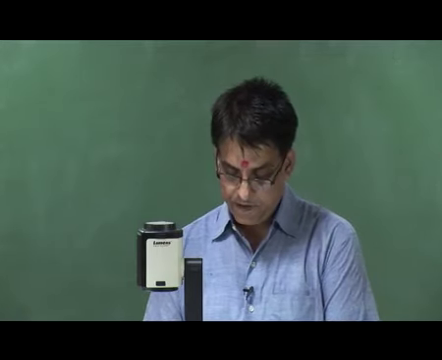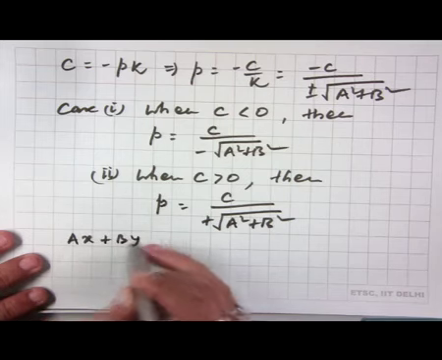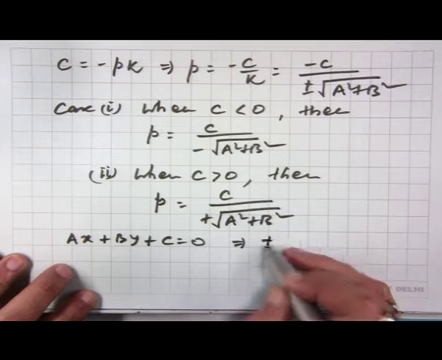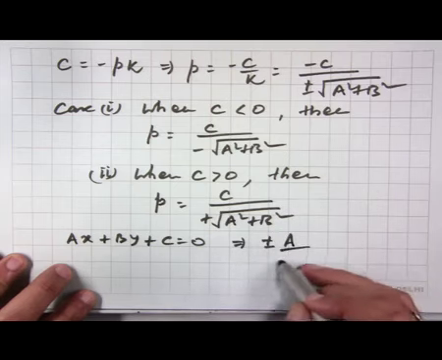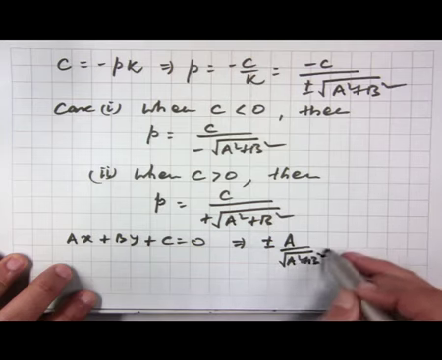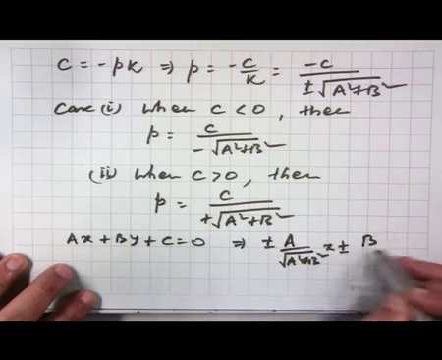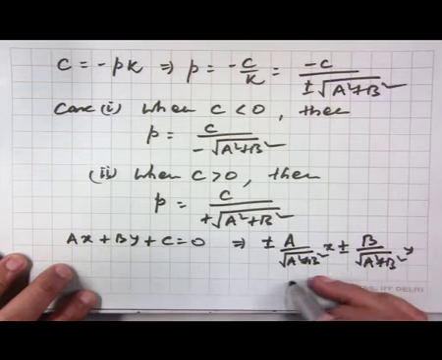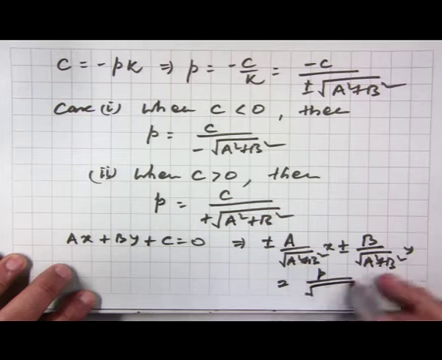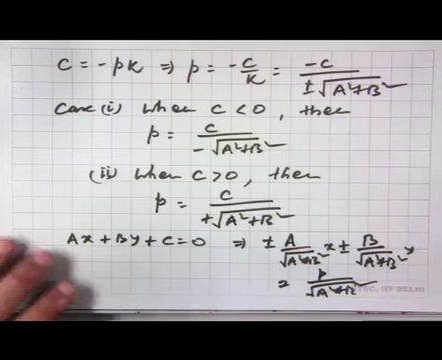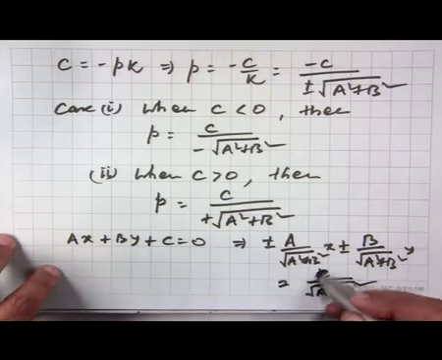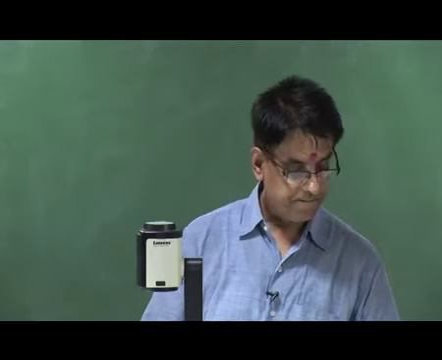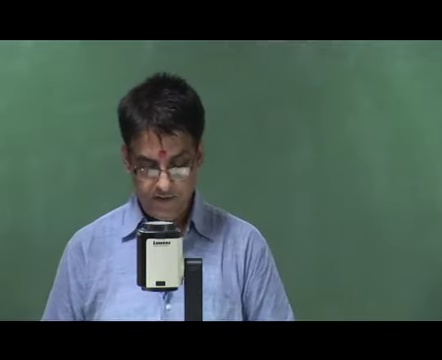So finally we reduce ax plus by plus c equal to 0, which implies plus minus a by root under a square plus b square x plus minus b by root under a square plus b square y is equal to minus c by root under a square plus b square. So this is the reduction of the general equation in normal form.